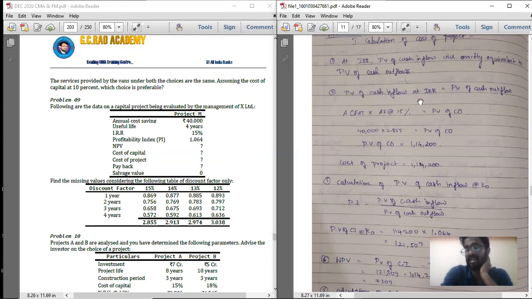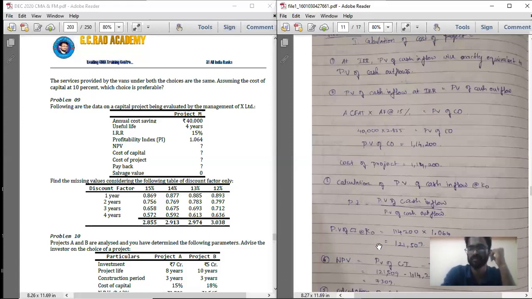This IRR we are calculating using the discounted cash flow method, whereas cost of capital is the cost we are paying for that particular investment. Using that, you calculate present value of cash inflow. Here we have the profitability index value. The formula for profitability index is present value of cash inflow divided by present value of cash outflow. So below that, record: present value of cash inflow at KO, that is cost of capital, is equal to present value of cash outflow into PI.